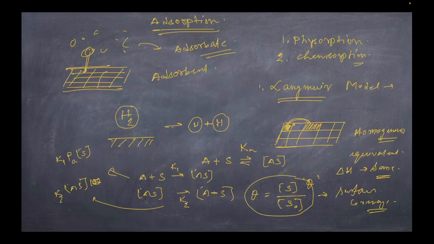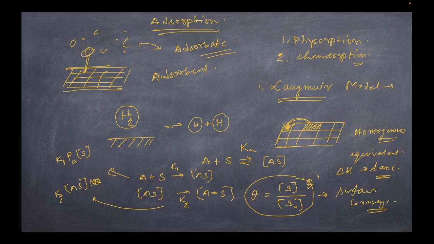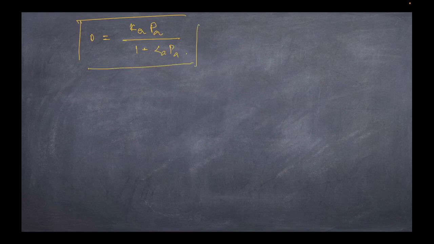Okay, so now for the Langmuir isotherm model, theta will be equal to, I am not deriving this, the adsorption equilibrium constant Ka times PA, the partial pressure of the adsorbate, divided by 1 plus Ka times PA. So this is the expression for the Langmuir adsorption isotherm model. And if you plot theta with PA, the plot will look like this.